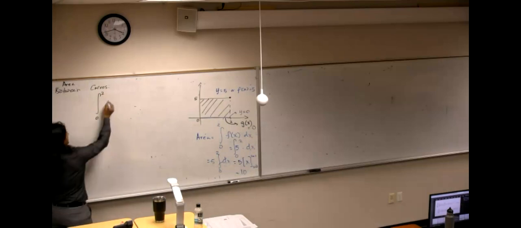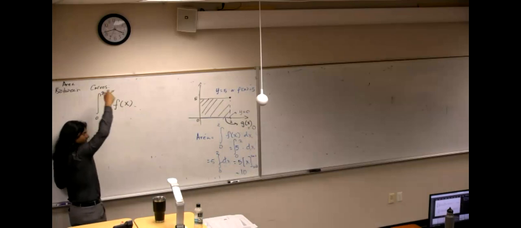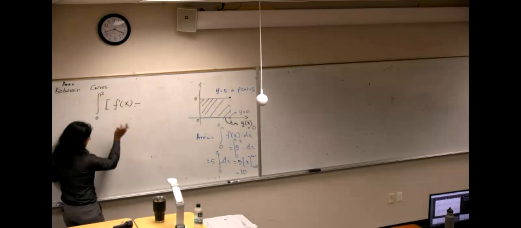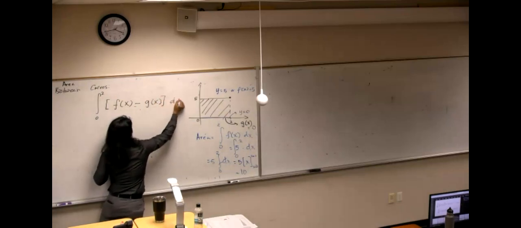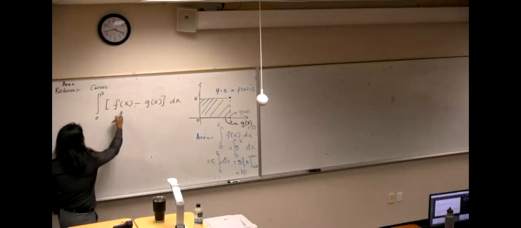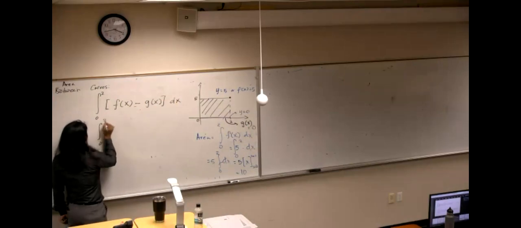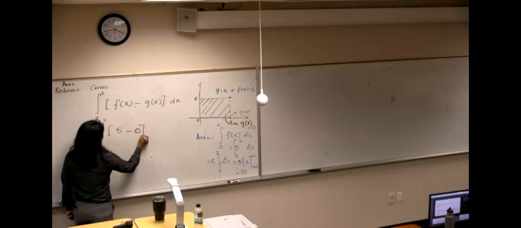Integral from 0 to 2, upper curve minus lower curve, dx. Yes, we already know what the upper curve is. f of x is equal to 5, so that would be 5. What is the lower curve? 0.